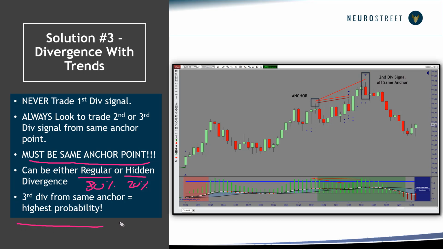Now, the highest probability is always the third divergence signal or further. You can take trades on the second. The third is the highest. The fourth is like, wow. If you're getting an anchor point and you're getting one, two, three, four, and then you get an opportunity to take that trade, man, that's exciting. It doesn't happen very often. It just means it was a bigger train slowing down.